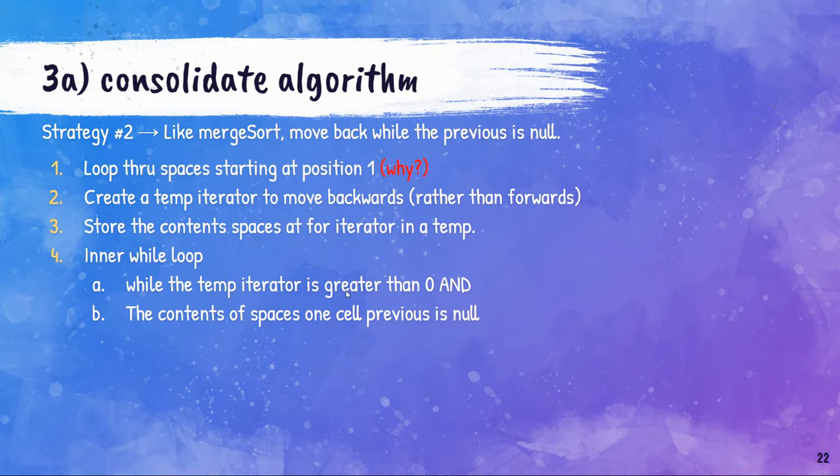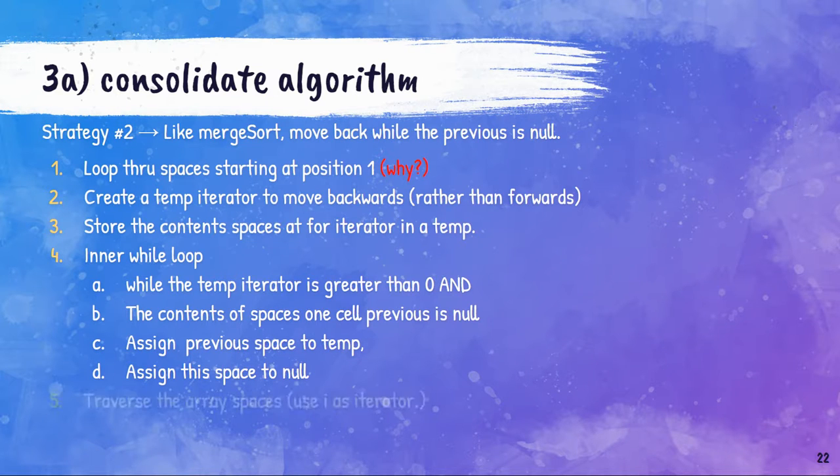And again, this is not correct, right? It's got to be not greater than 0. It's got to be greater than -1. So I apologize for that. And if that is the case, yep, so there's the while loop. Then I want to assign a couple things. I'm going to assign the previous space to temp, and I've got to put the current space to null. And if I do those things, I'm done.